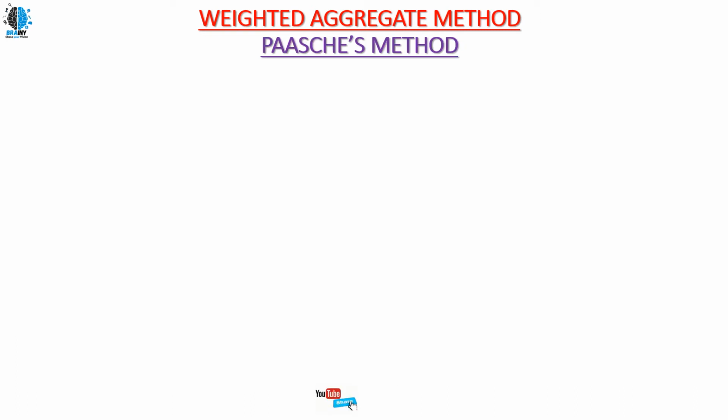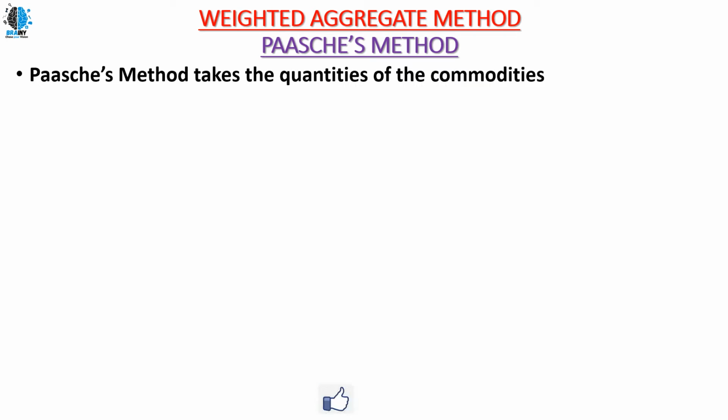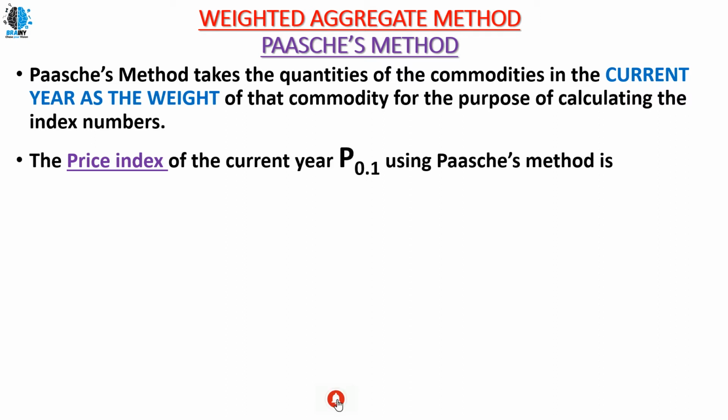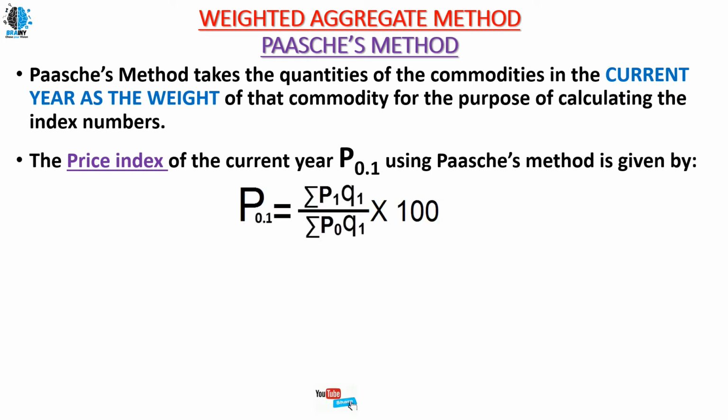The Paasche method. Next we have the Paasche method. Here the author has given the weight to the current year. So the price index of the current year P01 using the Paasche method is given by the formula P01 is equal to summation P1 Q1 divided by summation P0 Q1. What we have added here is Q1 in the numerator and the denominator. So the author has given the weight to the current year.